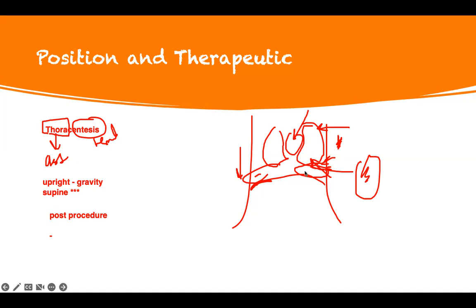You want that lung to expand. So you don't do that. After the procedure, which side do you want to put them on? The unaffected side. So they lay on the unaffected side and the affected side is up so that that lung can expand and get better.